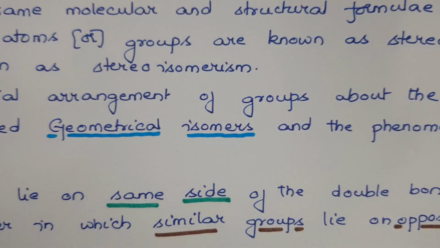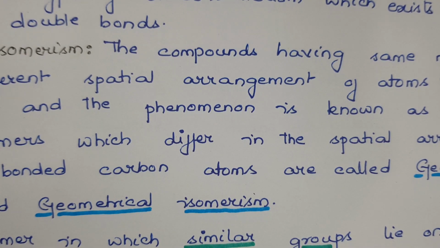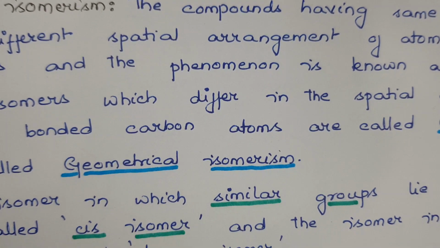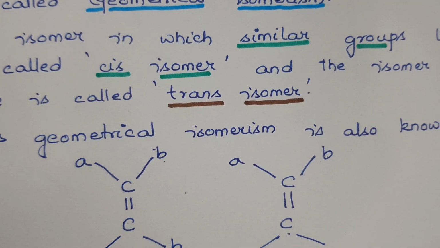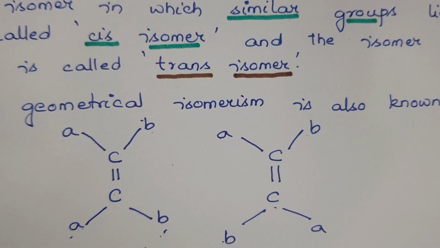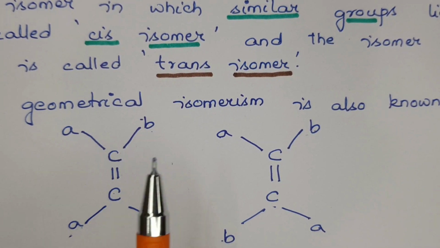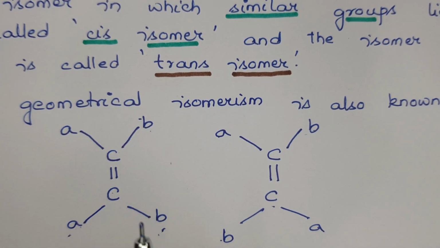I will show you the representation of geometrical isomers, students, so that it will be easy for you to understand. So have a little look here, come down and see. I have given two representations here, students. See, the main important point is geometrical isomerism. The two isomers will be differing in the spatial arrangement of groups or atoms about the double bond.